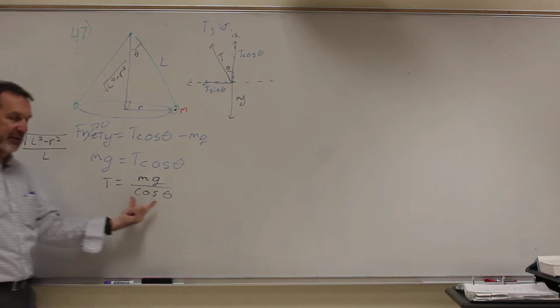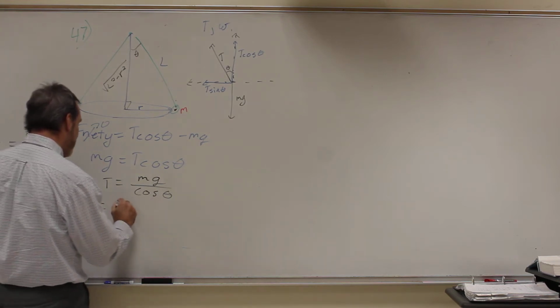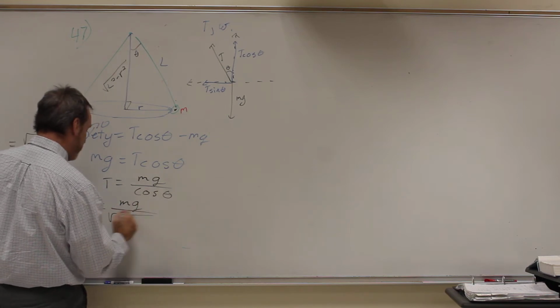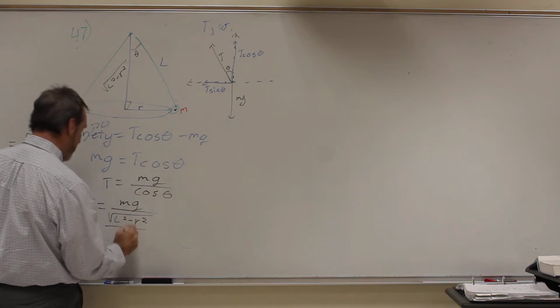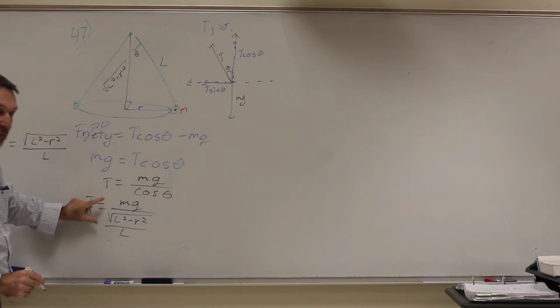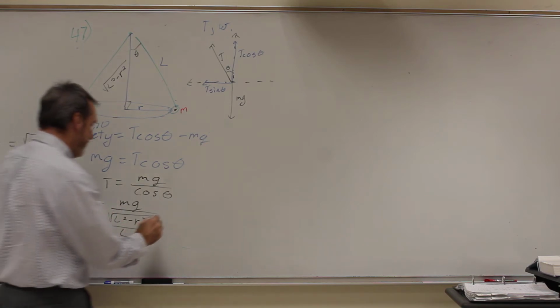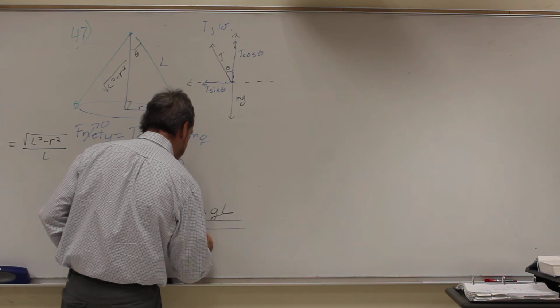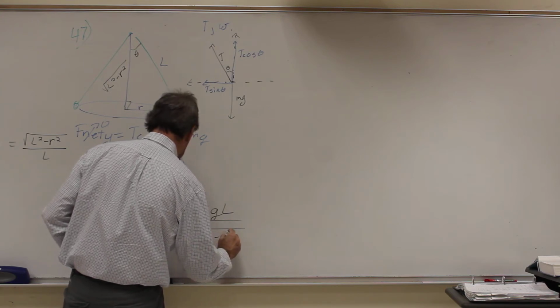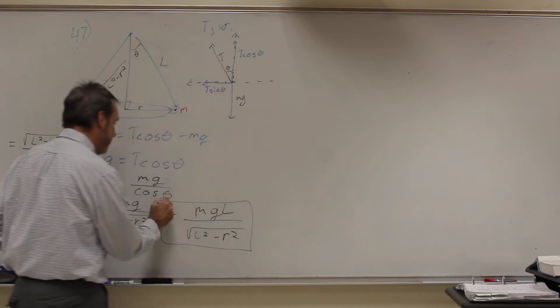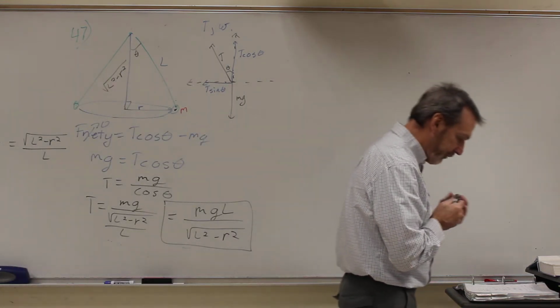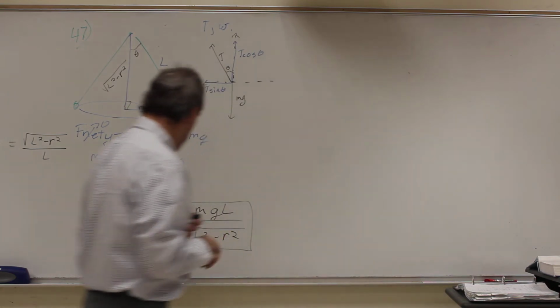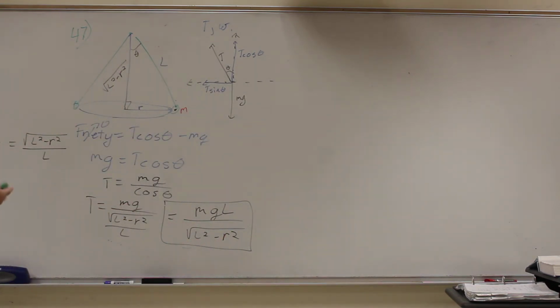I'm going to plug that back into here. So this becomes T is equal to mg over the square root of L squared minus R squared over L. And how do I deal with a complex fraction? Well, I take the bottom and I flip it and multiply, and this becomes equal to mgL over the square root of L squared minus R squared. That is the value you should get for the tension. All right, so that's part A. It's in terms of L, R, m, and g.